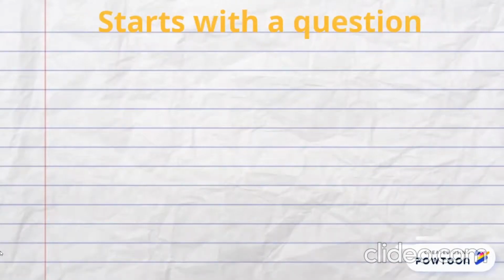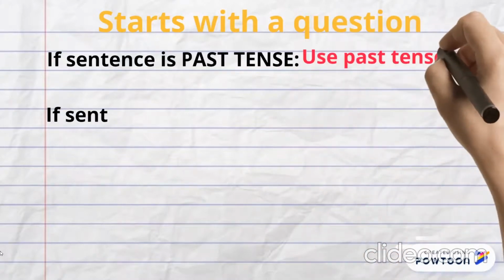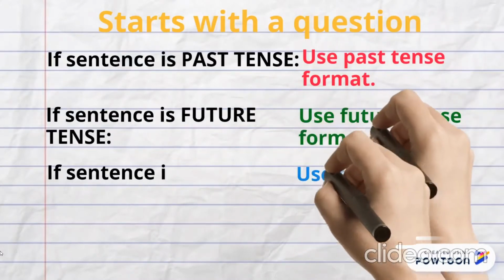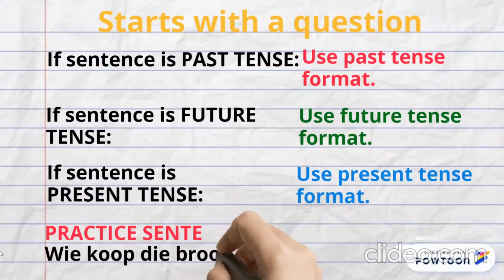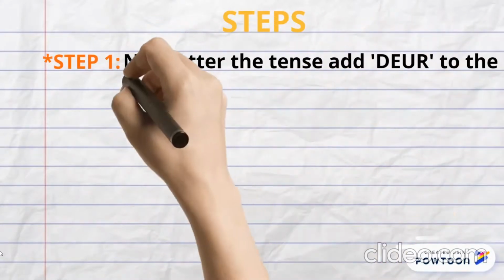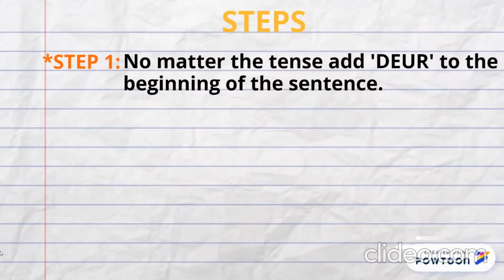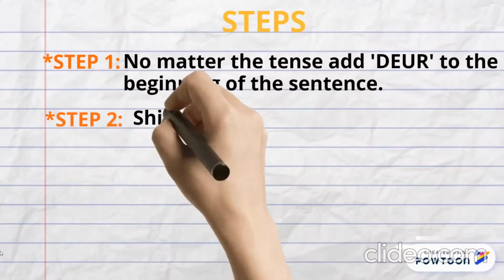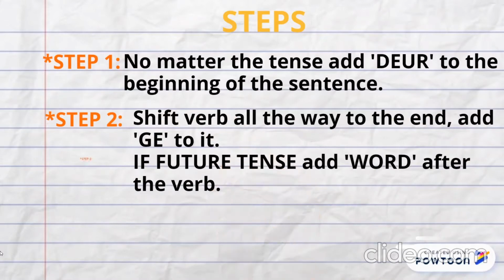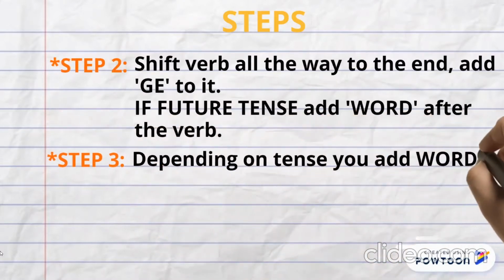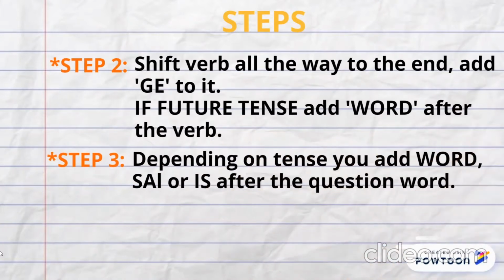If your sentence is a question, depending on which tense it's being asked in, you follow that rule's format. But there are a few variations that need to be made. Let's use the sentence Wie koop die brood. Step 1 is before you do anything, and no matter the tense, add a deur at the very beginning of the sentence. Step 2 is to take your verb all the way to the end and add a ge to the beginning of it. And if it's a future tense sentence, add a vort after the. Step 3 is, depending on your tense, you either add the word word, sal, or is after the.